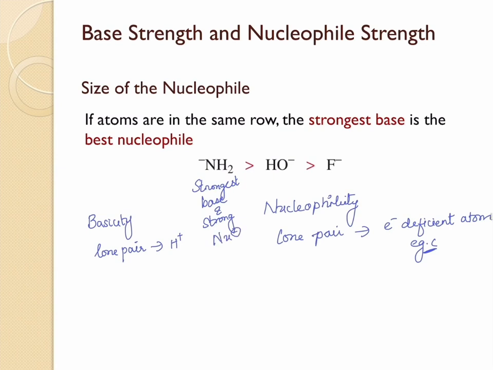So when you compare the atoms which are exactly in the same row, then the strongest base is still going to be the strongest nucleophile. So NH2 minus is the strongest base as well as the strongest nucleophile, whereas F minus is a weaker base and is a weaker nucleophile.